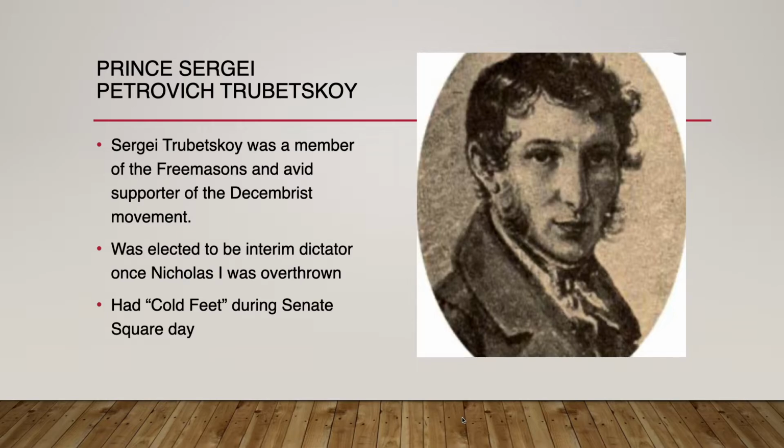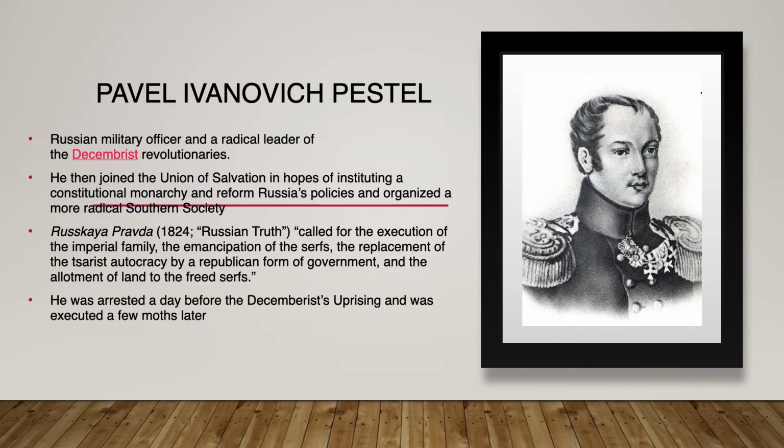Pavel Ivanovich Pestel was a Russian military officer and a radical leader of the Decemberist revolutionaries. He was born in 1763 and died in 1826 in St. Petersburg. After graduation, he was commissioned as an ensign for the Lithuanian Regiment of Guards. After he fought in the Napoleonic Wars, he returned to Russia and felt that Russia was less modernized than Western and Central Europe. He then joined the Union of Salvation in hopes of instituting a constitutional monarchy and reforming Russia's policies, and organized a more radical Southern Society.